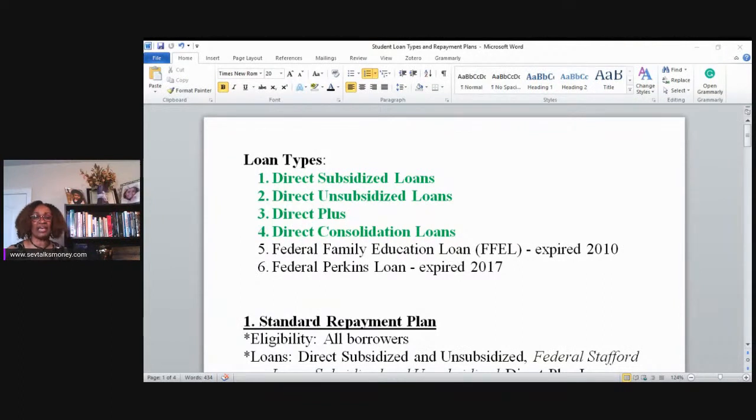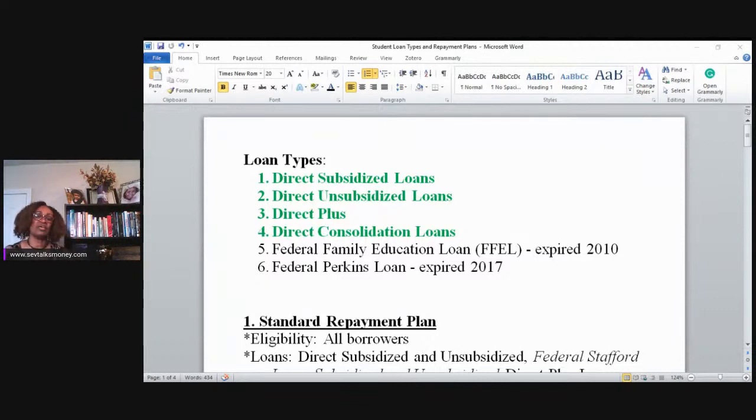And then the direct consolidation loans, this is just an amalgamation of any of those loans. Maybe in undergrad you got the subsidized loans and your servicer was Nelnet, and maybe in grad you got another set of loans and your servicer is Great Lakes. So now you're thinking, instead of paying two different servicers, I want to pay one servicer. And so you might want to consider consolidating your loans. Now, there are pros and cons to that, and I discussed that in a prior video, which I will also reference when YouTube releases this video.